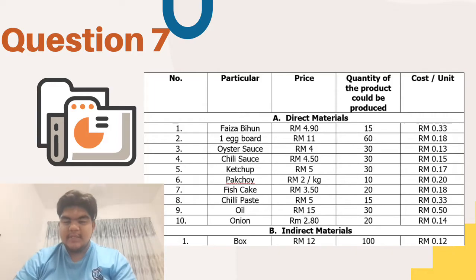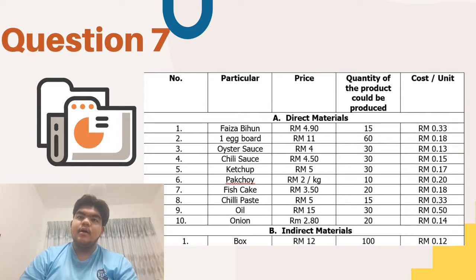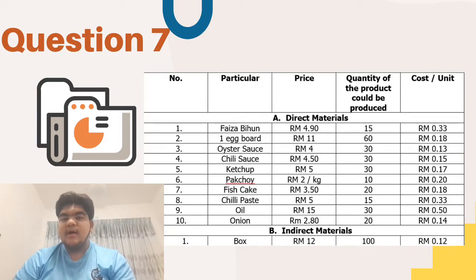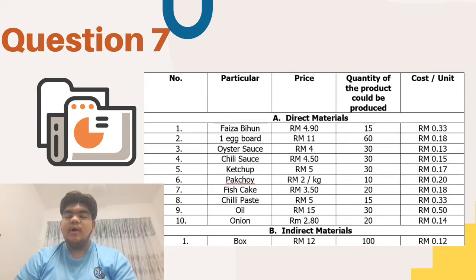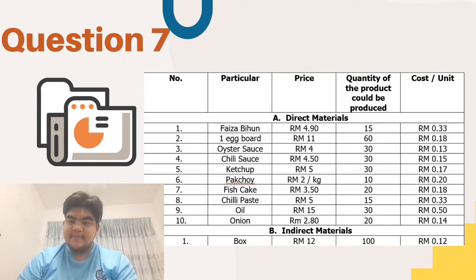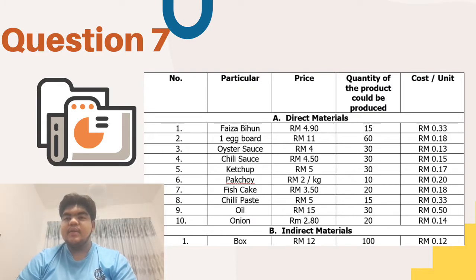Hello, my name is Muhammad Abaz Zafri and I'm going to present question 7. Our question 7 consists of our direct material and indirect material. Our first item in direct material is Faiza bihun with the price of RM4.90. It can be used to produce 15 servings with the cost per unit of RM0.33.